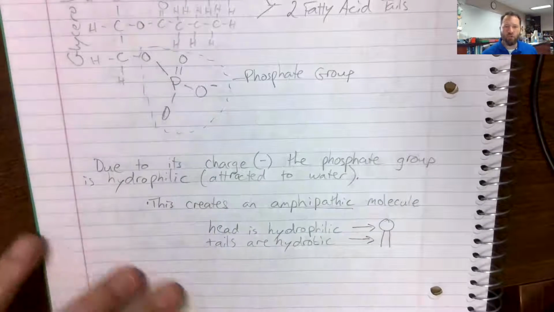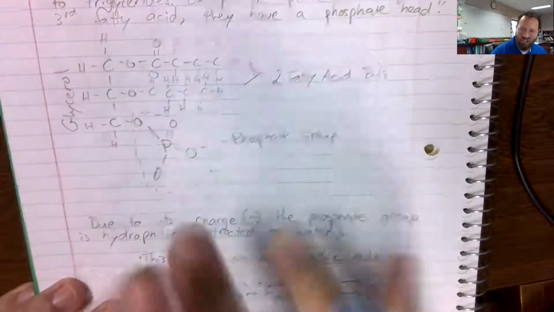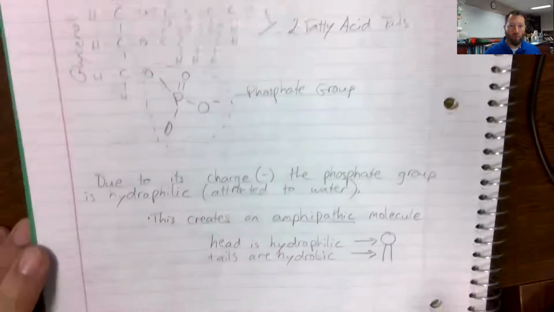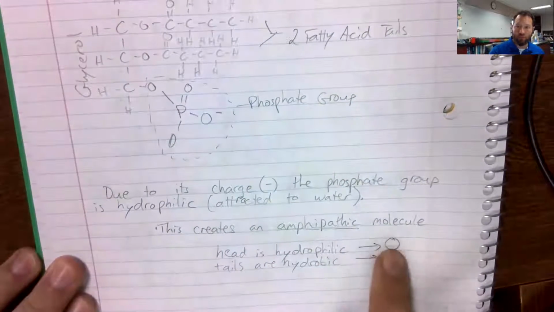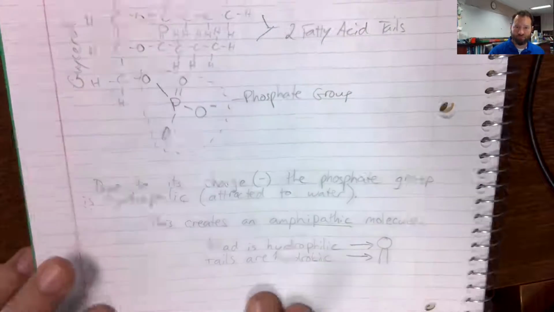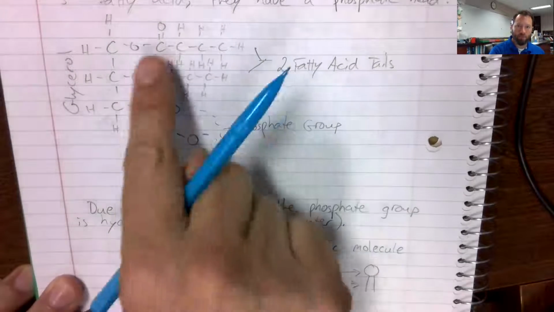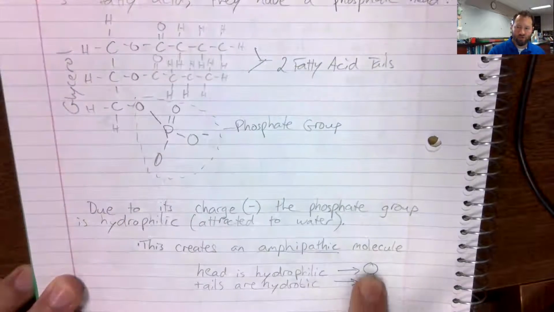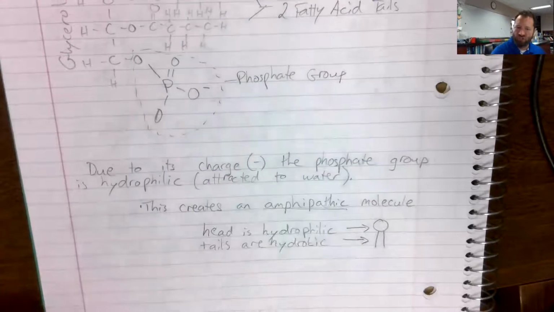So I've got some good news for you. From now on, we're not going to have to draw the C's and the H's and all the bonds and everything. From now on, we can just draw a phospholipid like this, like a lollipop with two stems on it. Here's the head, the two tails right here. So from now on, we're allowed to draw phospholipids that just look like that.